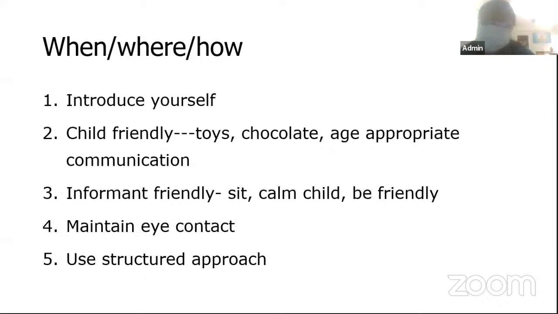And the informant, you should ask to sit. If the child is crying aloud, the mother won't be able to give you a proper history. So you should ensure the child is calm. Either make the child calm by giving toys, chocolate, and so on, or send the child with another bystander. And you should be friendly and maintain eye contact. These are the basic communication skills you should have, and you should follow the structured approach. I have already shown you the structured approach you have to follow.